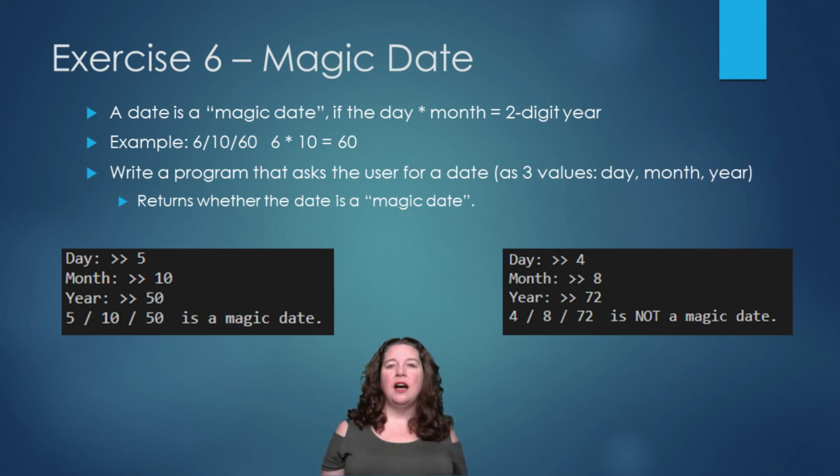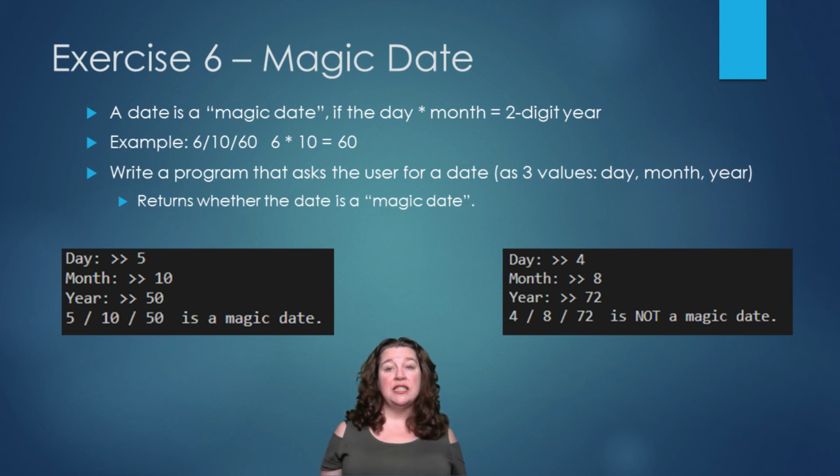The 2nd of October, so 2/10/2020, is going to get you a magic date. What you're going to do is write a program that asks the user for the day, the month, and the year. You don't have to ask them for all 3 of them and then parse out which one is which. You can just say, what is the day, what is the month, what is the year? And then you're going to calculate whether that is a magic date.